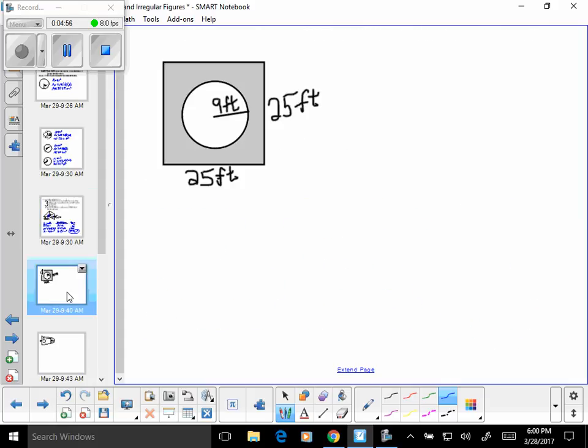They don't really tell you, but when they show you a diagram like this, I didn't put the directions here, but generally in your book, they're going to say find the area of the shaded portion or find the area of the shaded part of the diagram.